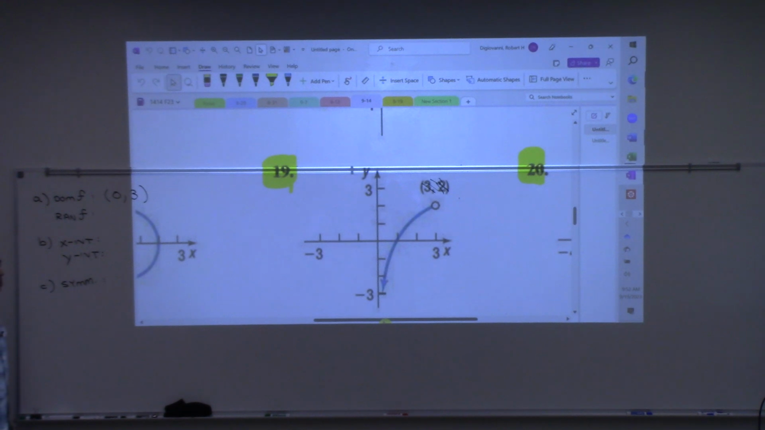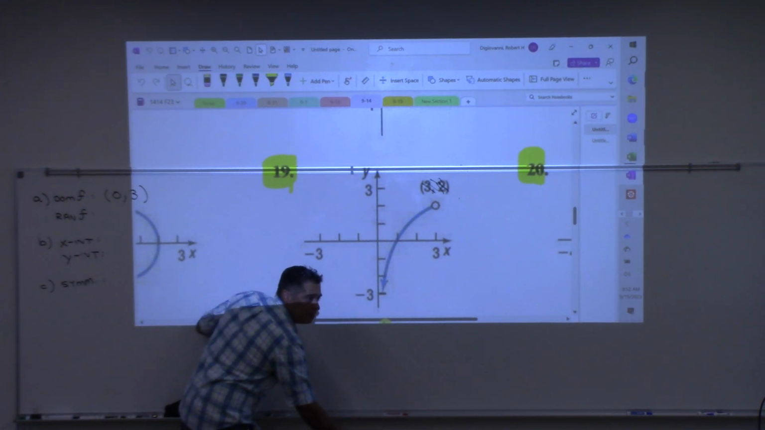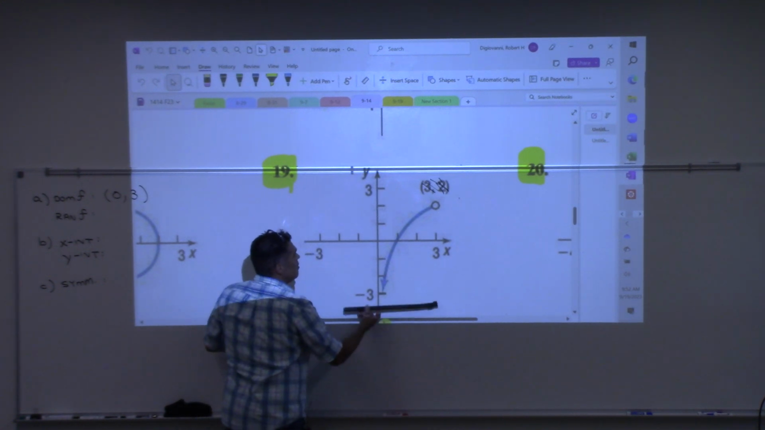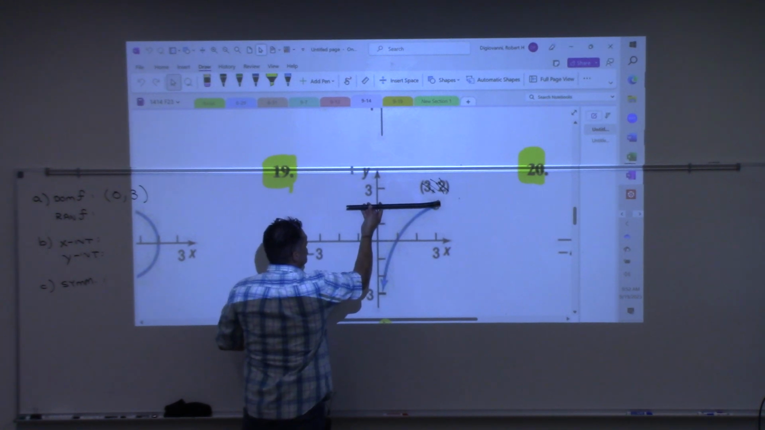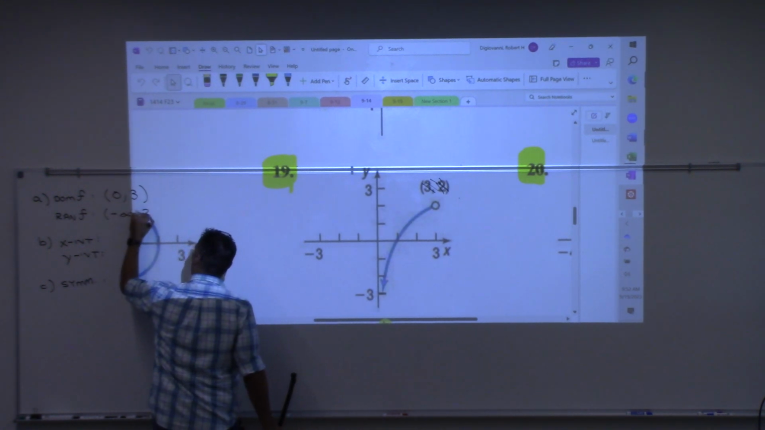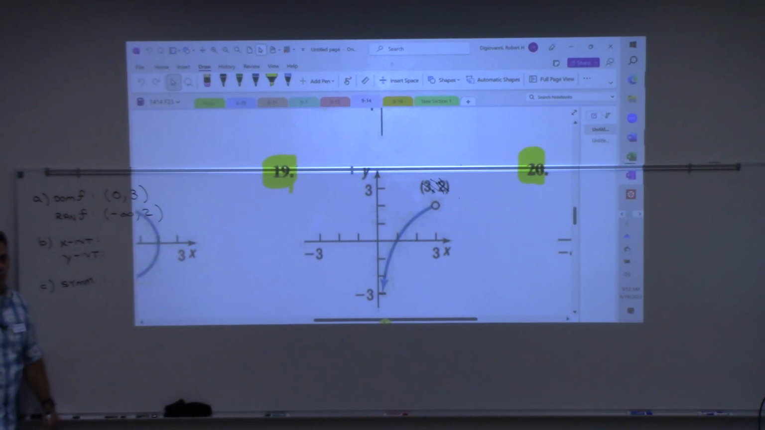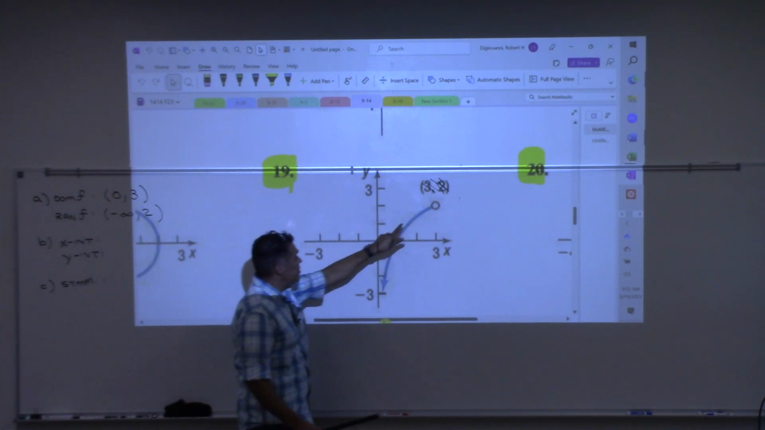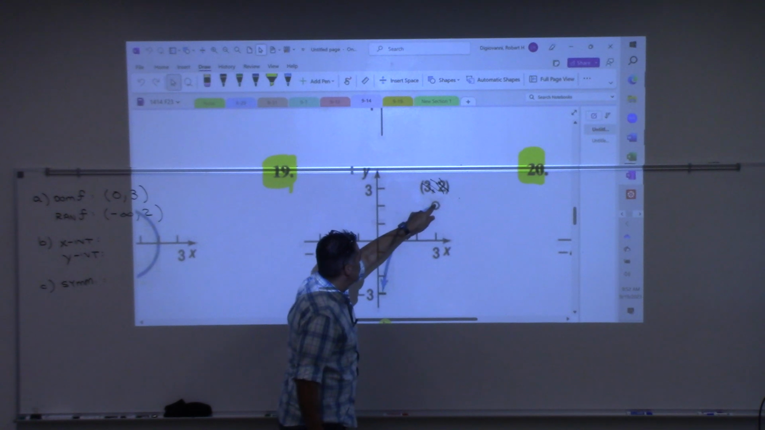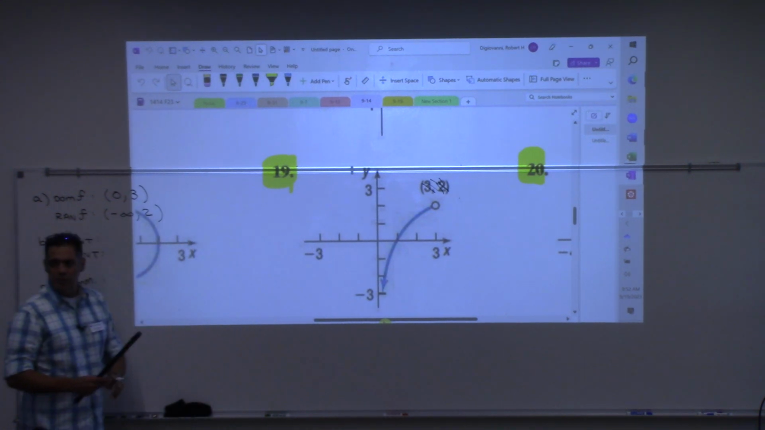How about the range? So do I have function down here? All the way down, right? So from negative infinity to, where do I stop? At 2. Do I ever reach 2? No. So I put a parenthesis on the 2. If this was a solid dot, then I would put a bracket on that 2. If this was a solid dot, I would have put a bracket on the 3. But because it's open, I have to use parentheses.